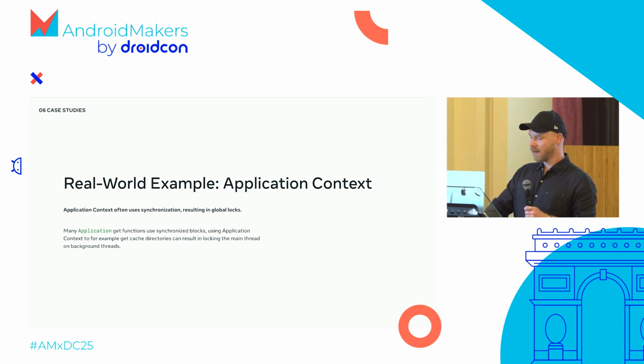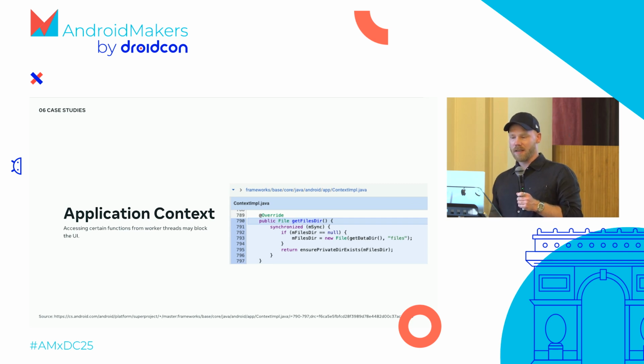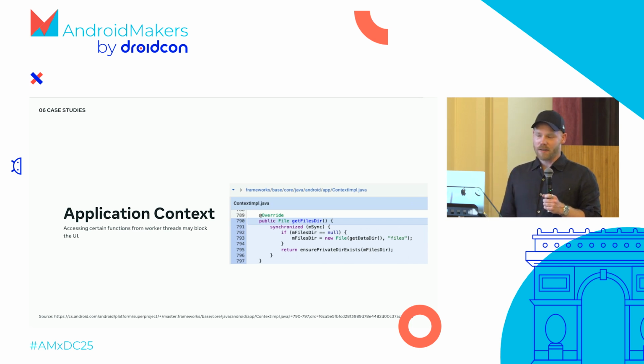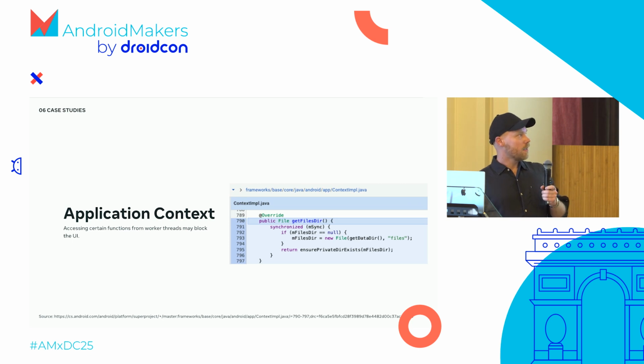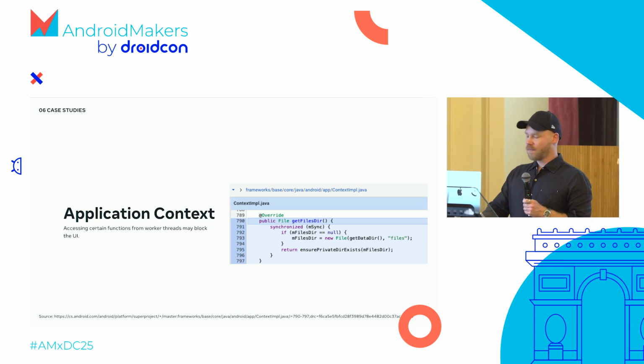If we take a closer look at application context, we can see that a lot of these functions are synchronized. They're using an mSync lock when accessing, for example, cache directories or file directories. And it makes sense, right? This is done to ensure that the file object is initialized and that it isn't done multiple times. So that makes sense. Each of the calls is going to use the same lock even after it's initialized, though.